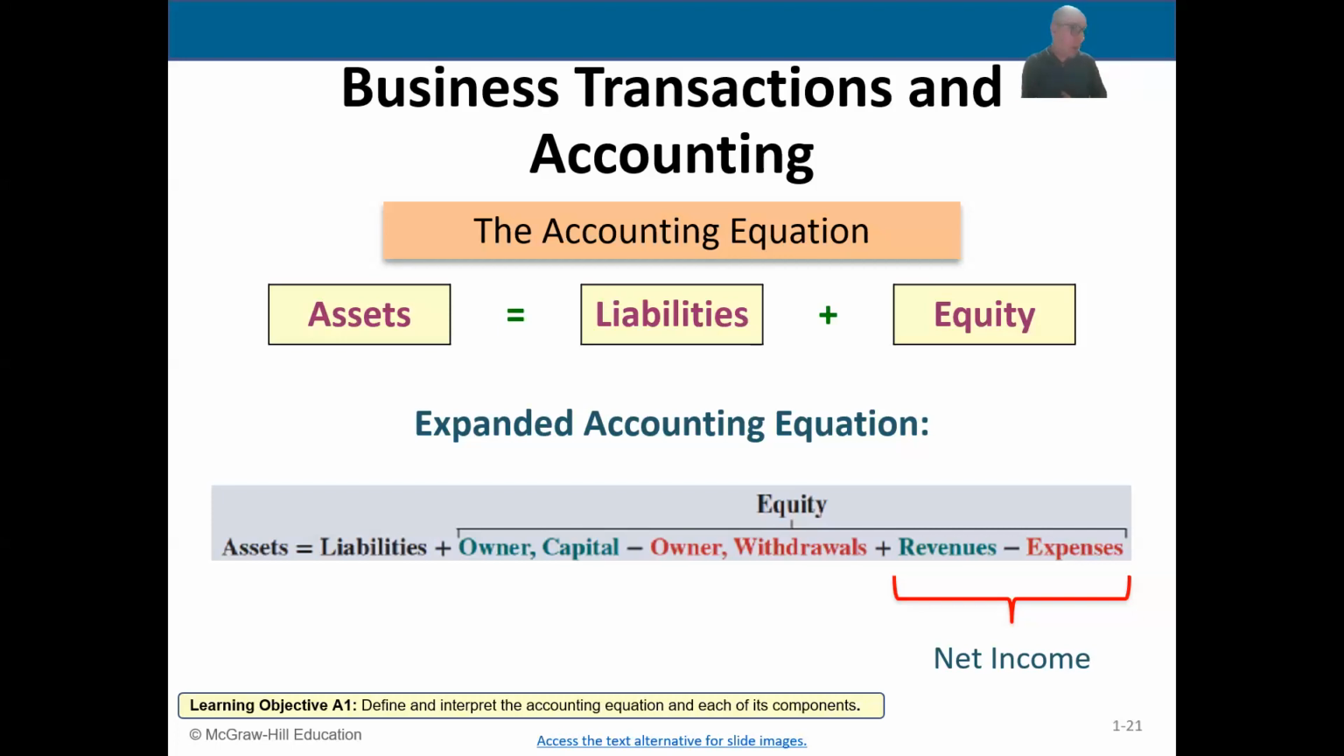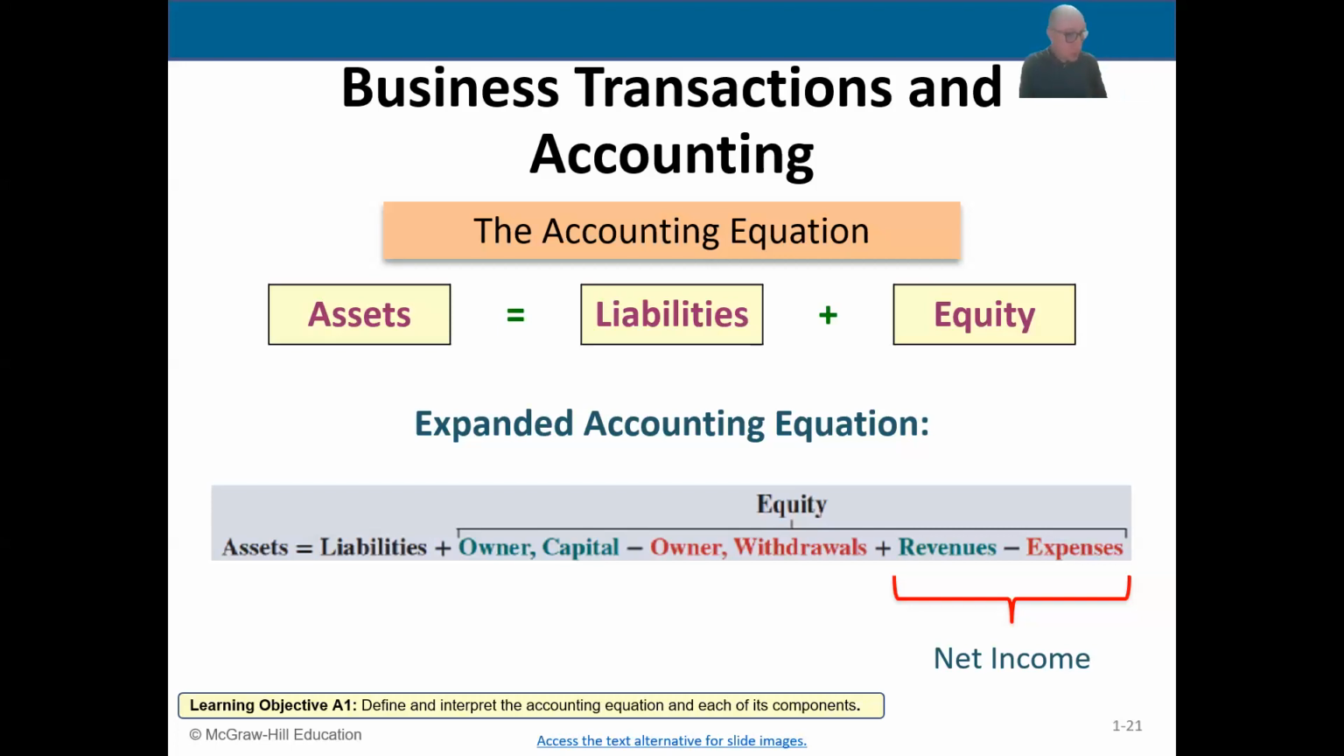And equity. Equity is what the owners of the business own. What the owners own. Sounds funny, right? What the owners own. Equity is what the owners own. It represents the ownership of the business. Okay, it's the difference. Equity is the difference between the assets and liabilities. Yeah, that's what equity is.